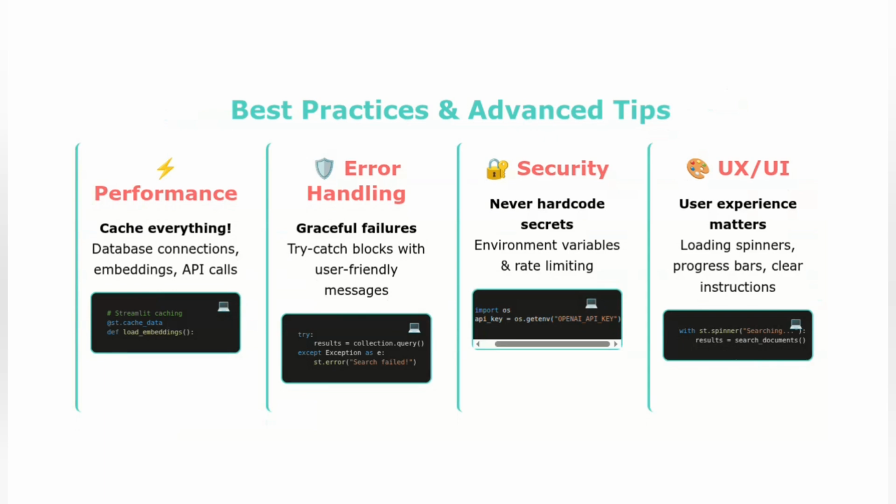Third, security considerations. Never hard-code API keys in your code. Use environment variables or Streamlit's secrets management. Implement rate limiting for public demos to prevent abuse. Finally, user experience matters. Add loading spinners, progress bars, and clear instructions. Make your interface intuitive. Remember, your users aren't necessarily technical.